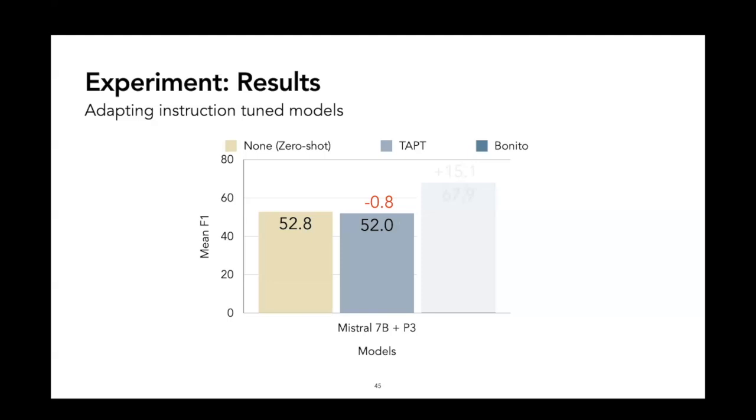This is an important result because prior work only adapts pre-trained models with self-supervision to specialized domains. In 2024, we typically don't start with a pre-trained model. We start by adapting an instruction-tuned model because it performs so much better compared to a pre-trained model. We see that Bonito improves performance by an average of 15.1 F1 points. We don't see issues like catastrophic forgetting because the synthetic datasets are formatted as instructions.